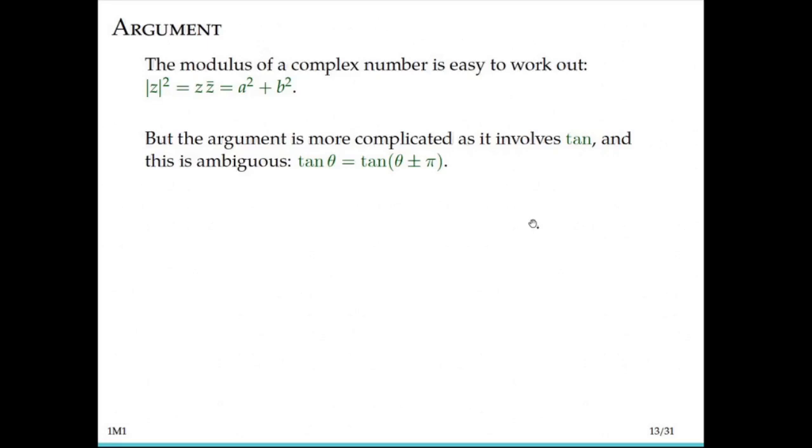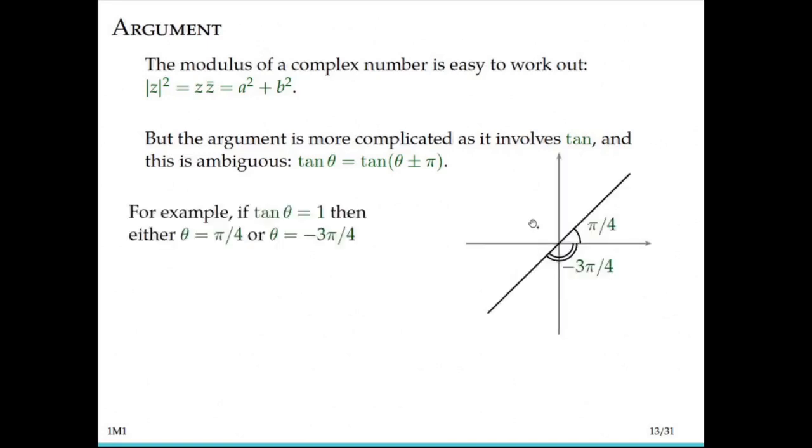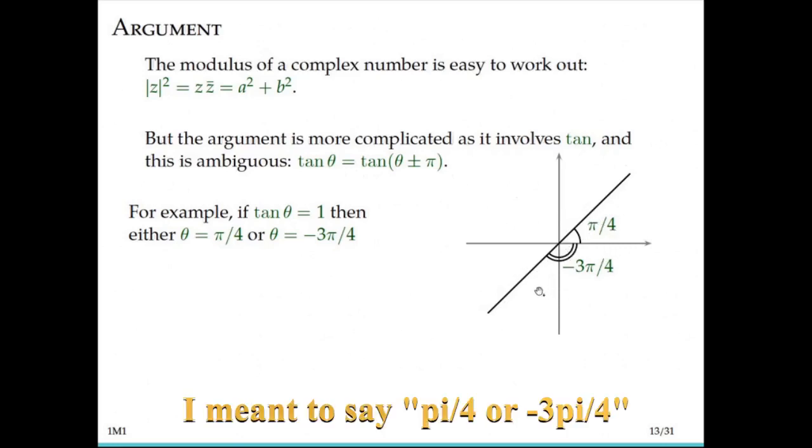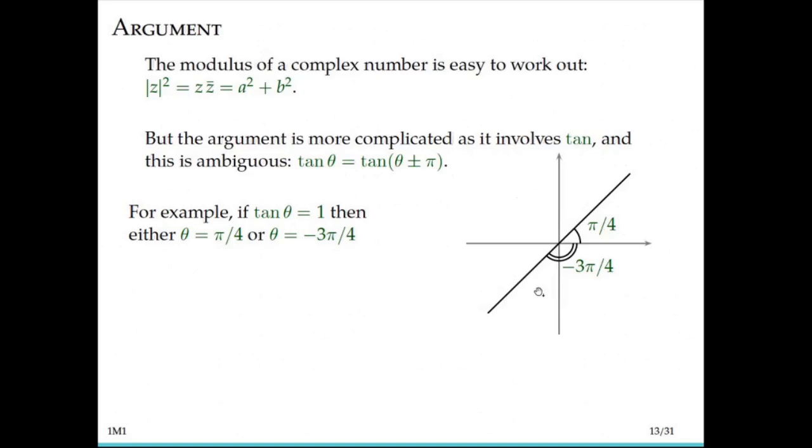So I usually think it's easiest to find them using the tangent function. And the ambiguity comes from the fact that the tangent of a given angle is equal to the tangent of the same angle plus or minus pi. And so, for example, the tangent of pi over 4, 45 degrees, is the same as the tangent of negative 3 pi over 4. And so if you have a complex number that lies along this line that makes a 45-degree angle with the positive x-axis, then the argument could be either pi over 4 or negative 3 pi over 4. And to determine which one it is, you have to think about which quadrant the complex number is in.